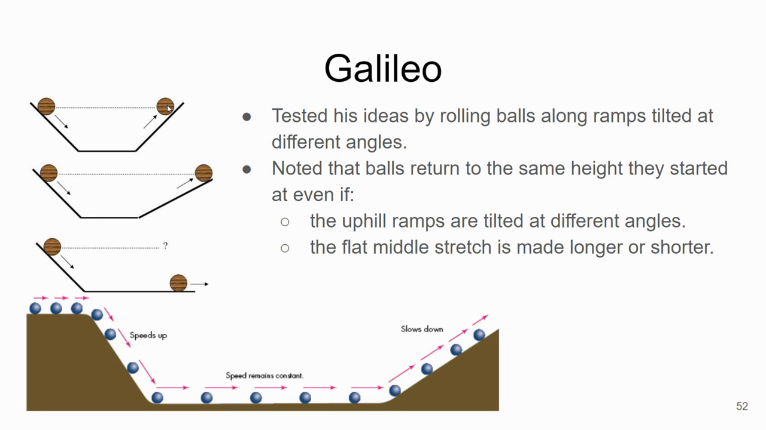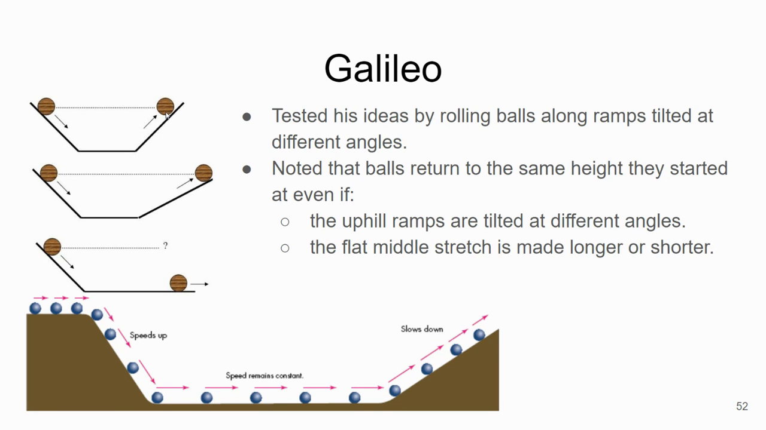Well, not the exact same height, because there is a little bit of friction, even in this case, that's going to take a little bit of the motion away. So it will get most of the way up. But if you can minimize the friction, you can tell that it's trying to get back up to the same height. So that was interesting.